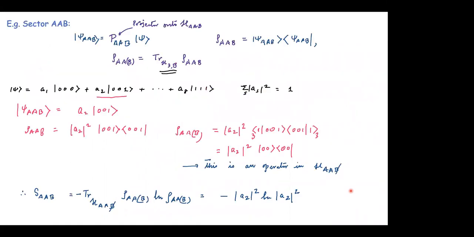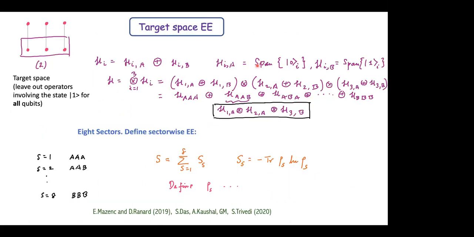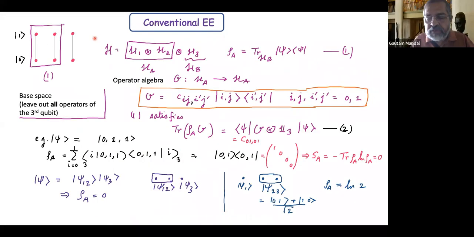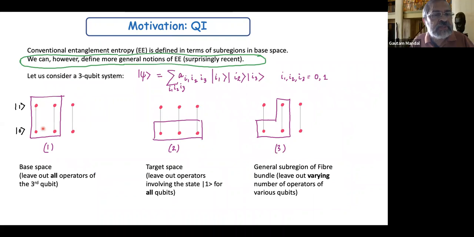Okay. Yeah, we can see. Okay, you can see. Just one question, Gautam. Why is it called target space entanglement entropy? Why are you giving this nomenclature? Because of the following. Let's go back to this thing here. Here, what I'm doing is that my subregion is defined in terms of the base space. What is base space? It is horizontal. So there are three qubits here.